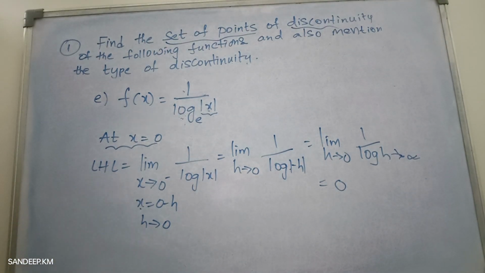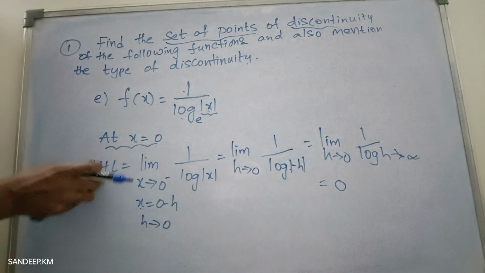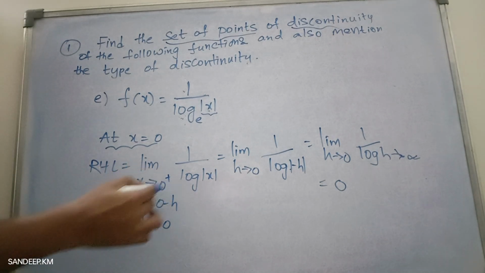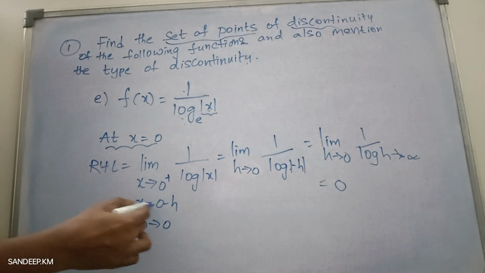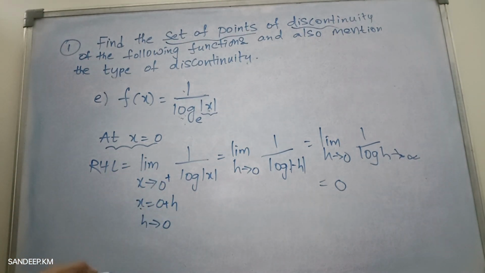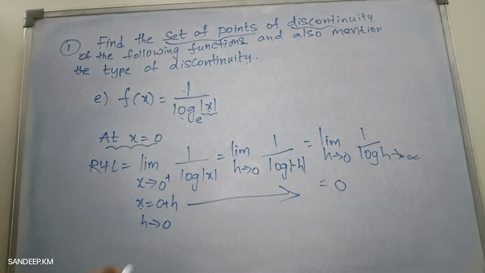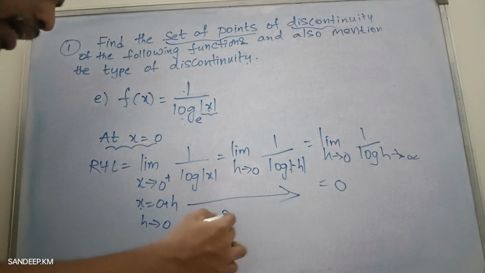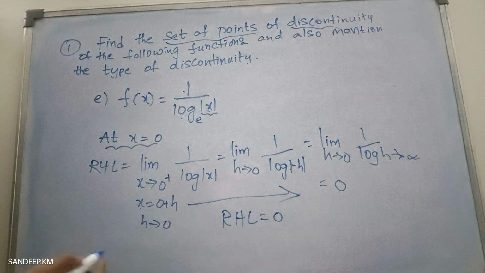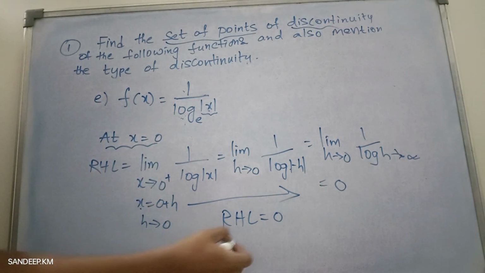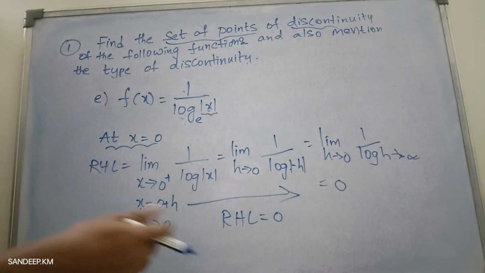What about the right hand limit? Similarly, you can find the RHL, x approaches 0 plus. 0 plus means x equals 0 plus h. Can you solve it yourself? If you solve it, you will get even the RHL equal to 0. So the left hand limit is 0 and the RHL is also 0. You try to find out the value of the RHL yourself.